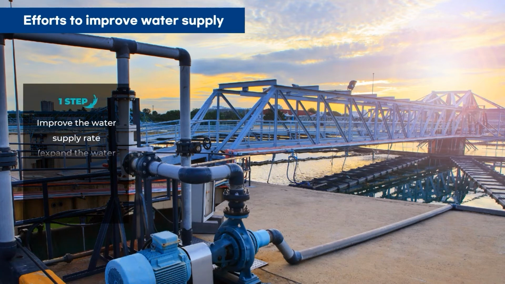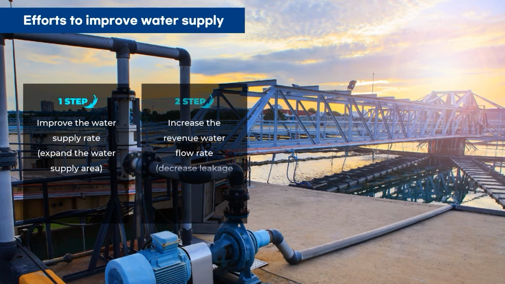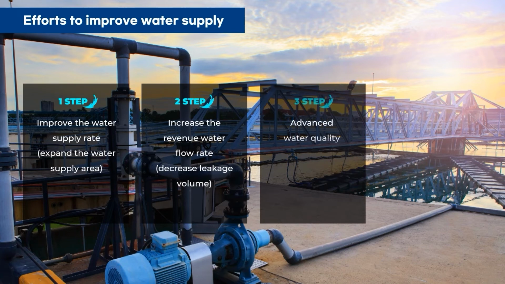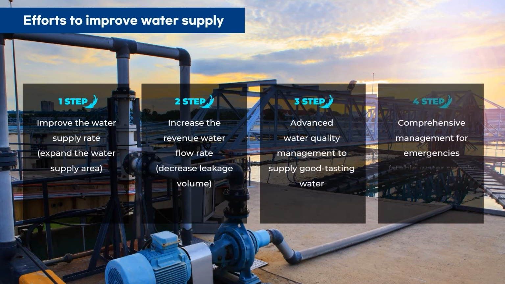The first step is to improve the water supply rate. The second step is to increase the revenue water flow rate. The third step is to advance water quality management to supply good-tasting water. The fourth step is comprehensive management for emergencies.